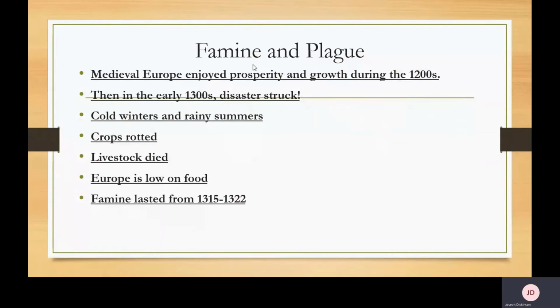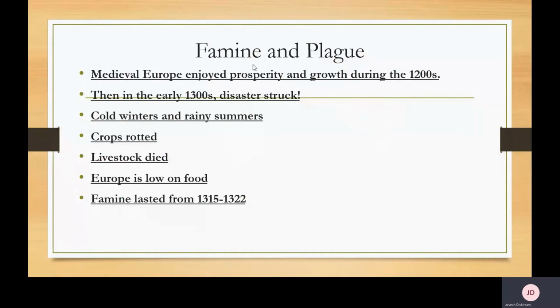All right, so famine and plague. Now, we know famine and plague. Those are two of the words that we said we need to know. So just a quick review. Tell your neighbor what famine is. All right, now tell your neighbor what plague is. All right, so I'm going to read this along.